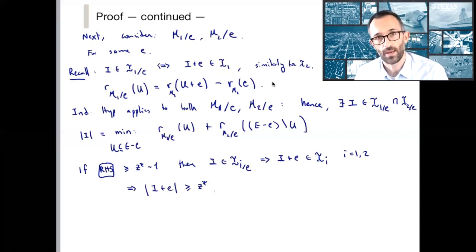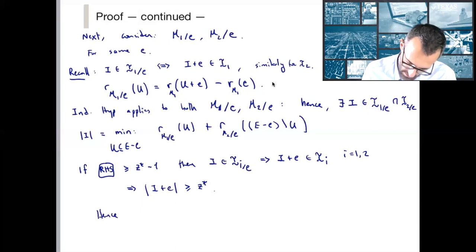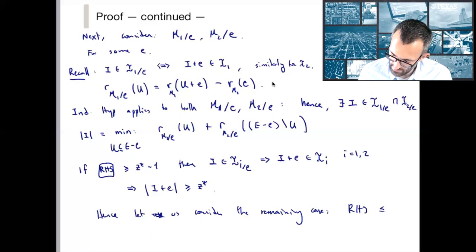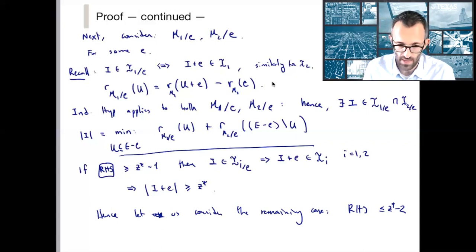So we need to consider the remaining case. Hence, let us consider the last remaining case, which is that the right-hand side is less than Z star minus 2. What does it mean for the right-hand side to be less than something? It means that there exists some U for which that value is less than Z star minus 2. Same exact idea as in the previous slide. So let us name that.